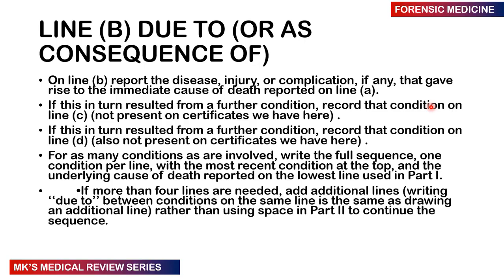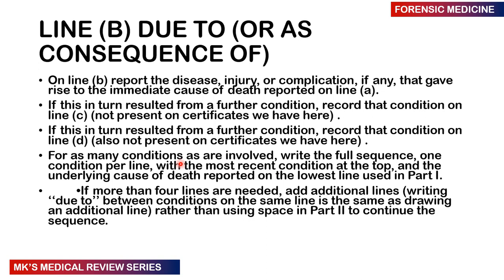Then line B, which is the consequence, what was causing what is happening in line A. So line B is what caused line A. Line C is what caused line B, and so on and so forth. Line D is what caused line C. So the condition that is below is the one that's causing the condition that's above it. I don't know if that makes sense. For as many conditions as are involved, you should write the full sequence, one condition per line, like I said, with the most recent condition at the top and the underlying cause at the bottom, at the lowest line in part 1.